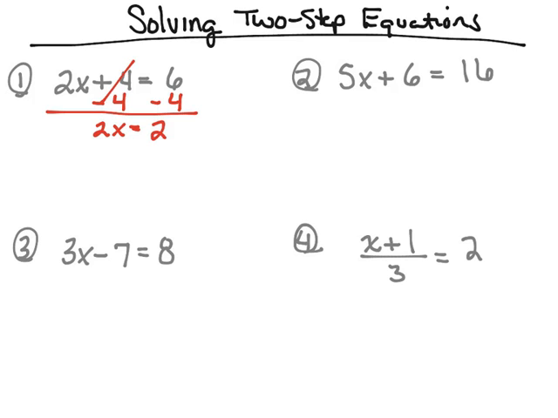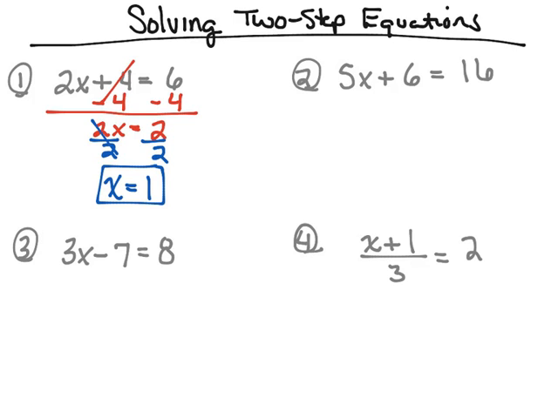Now I'm not done yet. I've got to do my second step. Notice I'm trying to solve for x, and right now I have two x's, and I just want to know what x, or 1x, is equal to. So in order to do that, since they're multiplying by 2, I'm going to do the opposite. I'm going to divide by 2. So that leaves me with x, and 2 divided by 2 is 1. Therefore, the solution to this equation is 1.